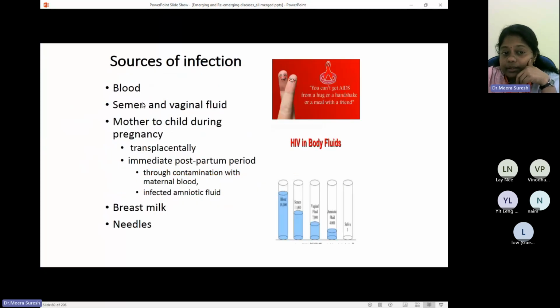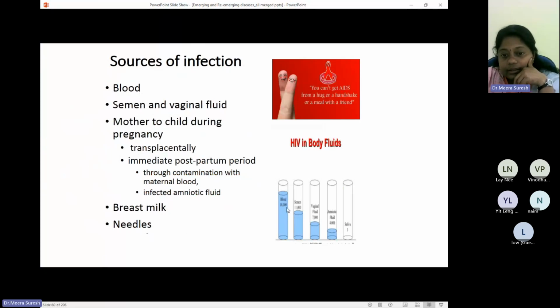Sources of infection are blood, semen and vaginal fluid, and mother to child during pregnancy. From mother to child, this can happen either transplacentally or immediately during the postpartum period or during the process of giving birth to the baby. When there is a mix of blood, then it can happen. So this can happen through contamination with maternal blood or infected amniotic fluid, also via breast milk, and also needles, especially for those people who are drug injectors.